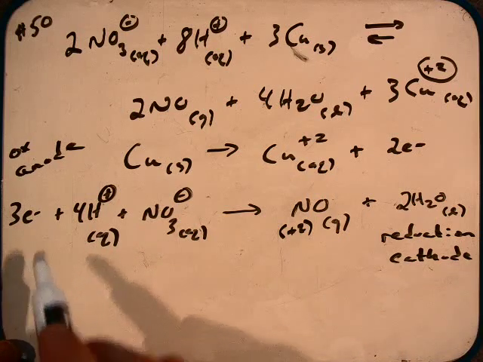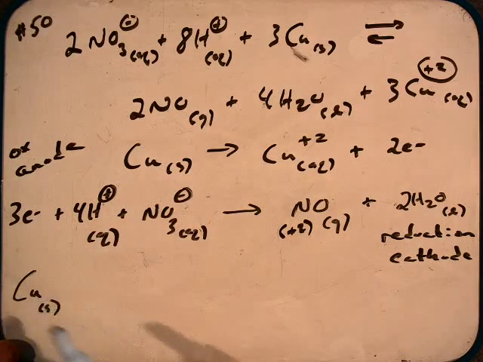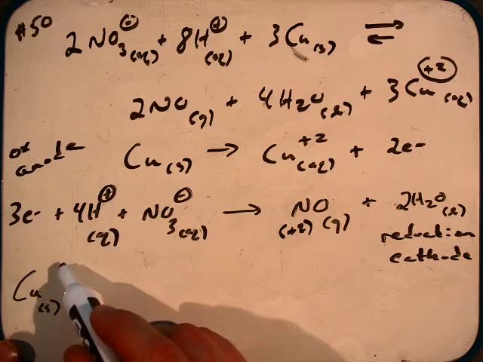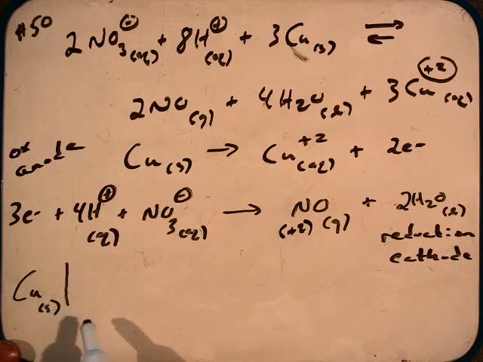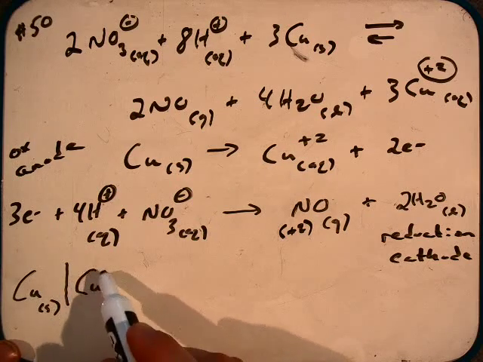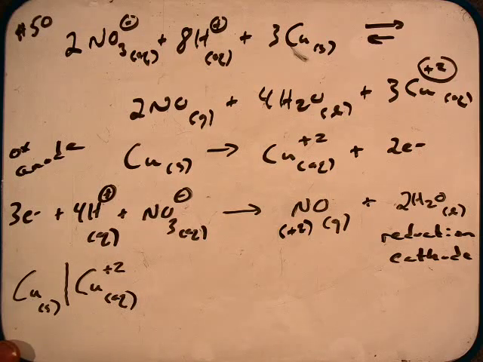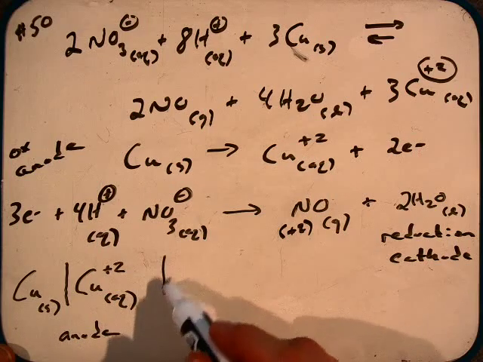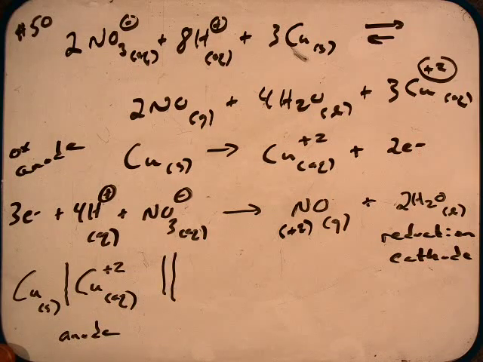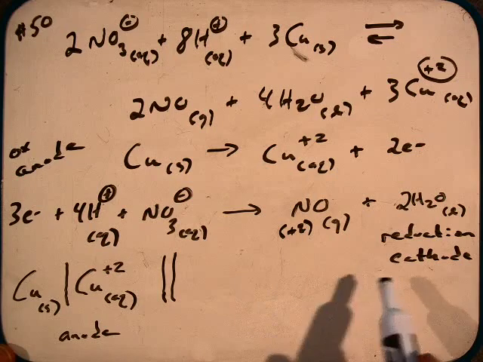And so we'll begin with the oxidation. Our copper is an electrode. In this case, it's the anode. Then we represent the line, which indicates a phase change, and then we would have copper +2 in solution. So that's the anode part of the cell. We then have our double vertical line there, which is indicating the salt bridge. And then we write what's on the cathode side.